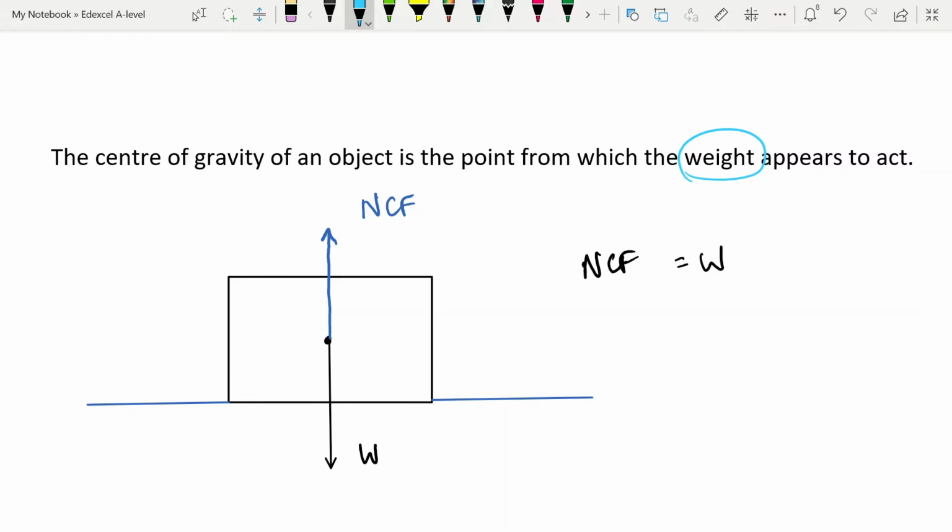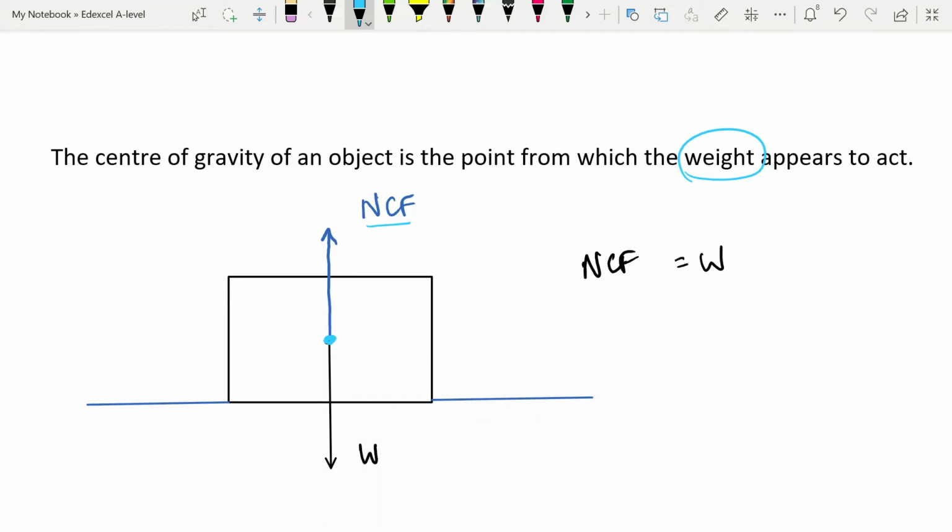So when we draw free body force diagrams, we always draw them so that the lines come from the center of gravity of the object. It's tempting to draw normal contact force from the surface that the object is sitting on, because of course that's what the normal contact force is. But you should be drawing it from the center of gravity of the object.